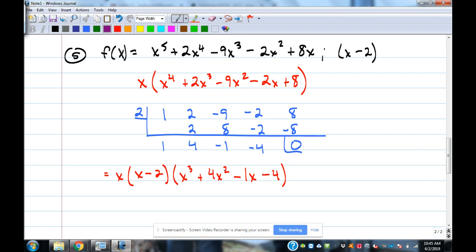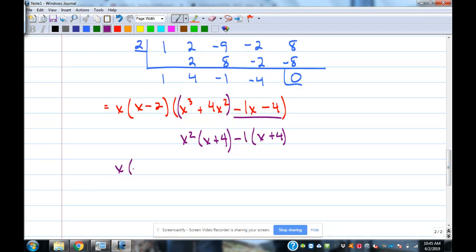So if I group that, the first two have a GCF of x squared, leaving x plus 4. What would I pull out of the second group? Minus 1, leaving x plus 4. So that's going to give us x, x minus 2. That's the 2 we already knew about. And then we have the x plus 4. And then we have an x squared minus 1.